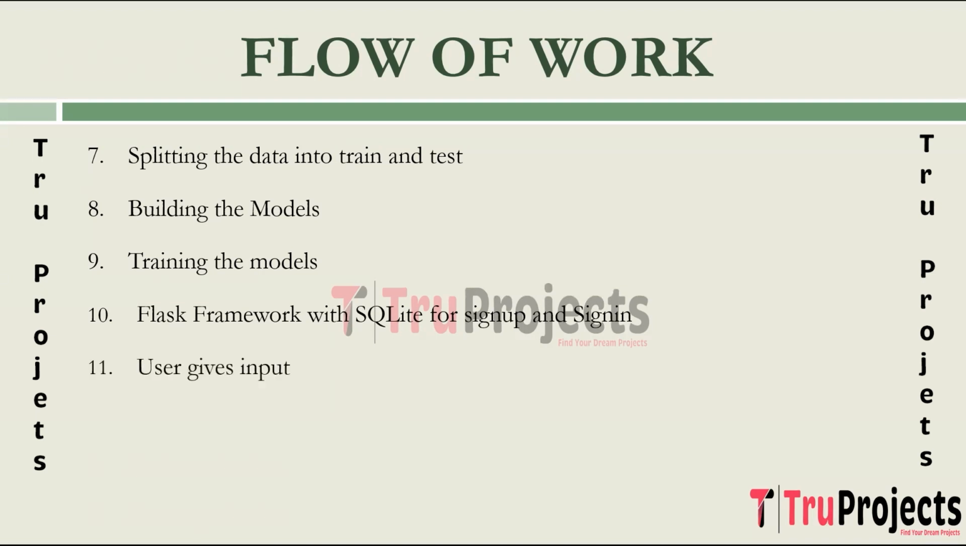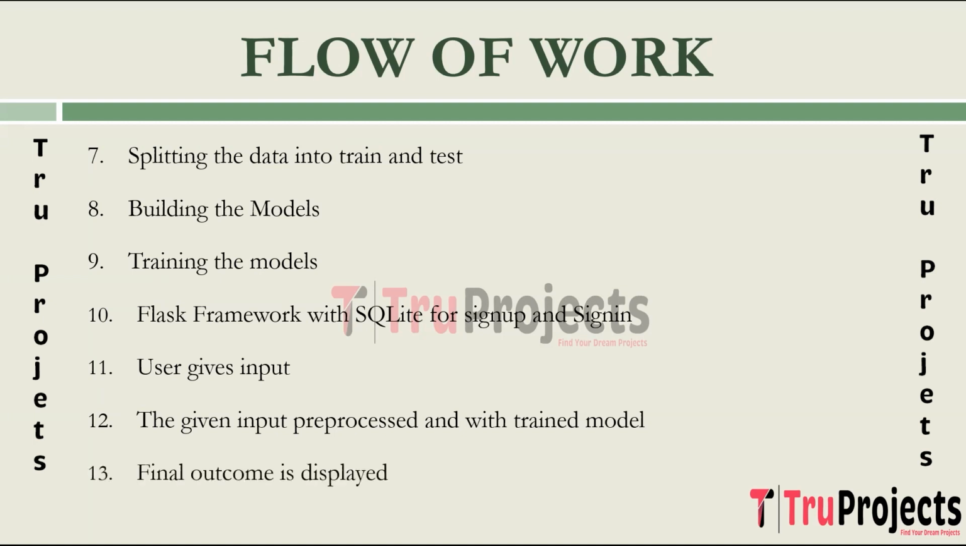The next step is user gives input. Users provide relevant information into the web application interface during this step. This input serves as a basis for predicting the presence of the target disease using the trained machine learning models. Coming to the next step, which is the given input is pre-processed for the trained model. The input provided by the user is pre-processed to ensure consistency and compatibility with the trained machine learning model. Pre-processing involves tasks such as data cleaning, normalization, and feature engineering. The pre-processed input is then fed into the trained machine learning model to predict the likelihood of disease presence.